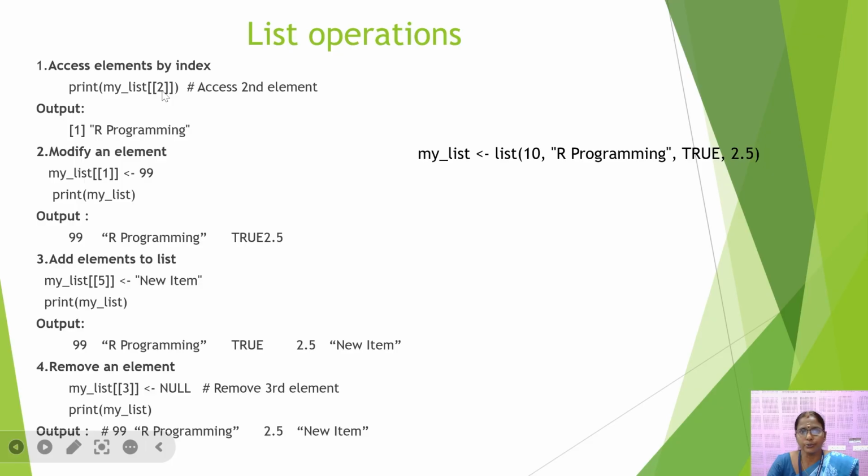Okay, here 2 is the index value for the list. So print of my list of 2 means here we access the second element in my list. Here the second element is R programming. It will give the output as R programming.